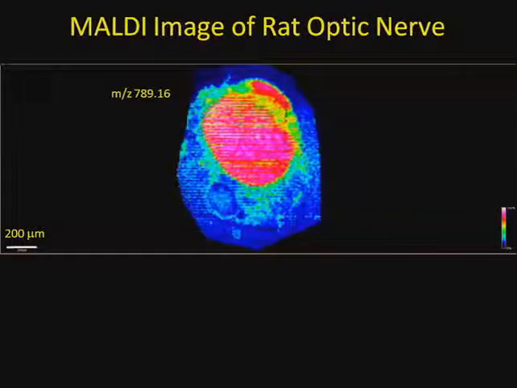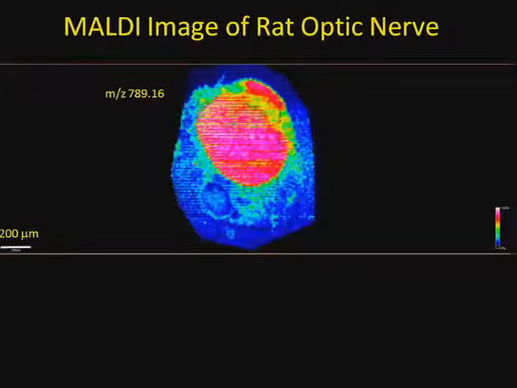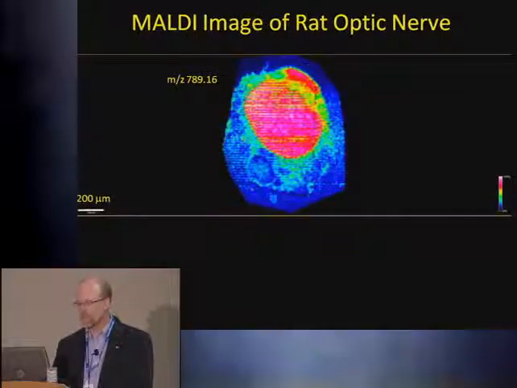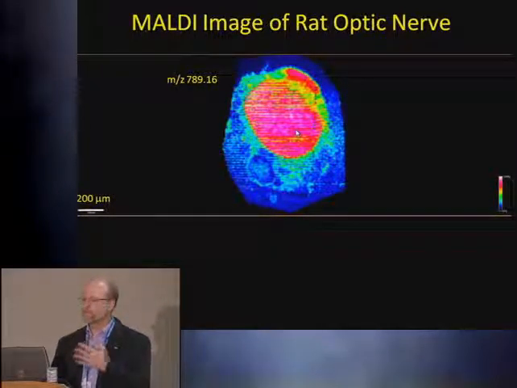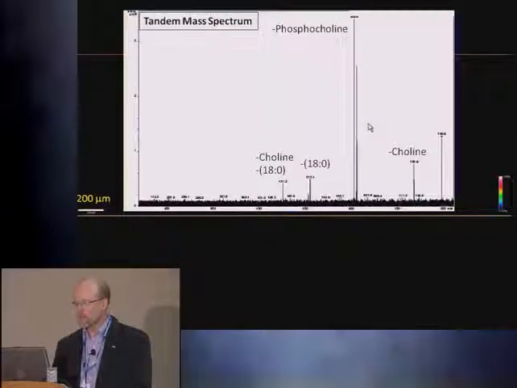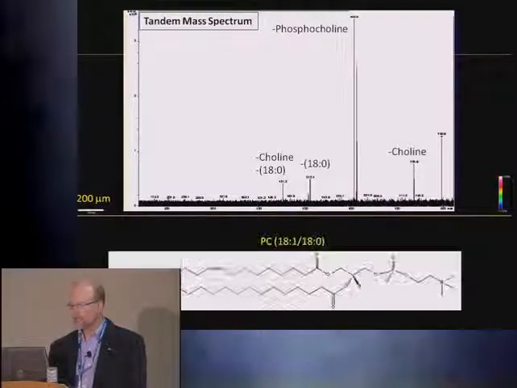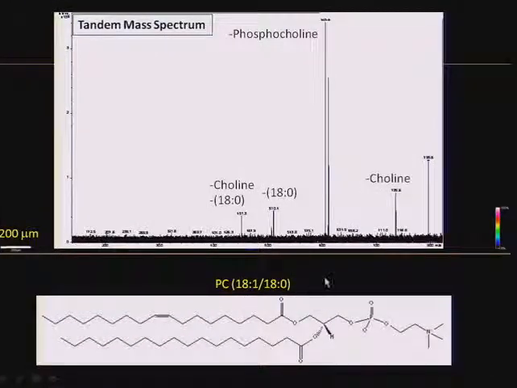Now we can also take cross-sections through the optic nerve. It's actually easier to take cross-sections than try to get a longitudinal section straight through the optic nerve, because these things are very, very small in diameter, about 200 microns, as you can see here from this scale bar. So here's an image of a lipid that fills the center of the optic nerve tissue. And we identified this, again, based on tandem mass spectrometry as a phosphatidylcholine, and it turns out that the ultimate structure is PC18-1-18-0, as shown here, present in the bulk of the optic nerve.